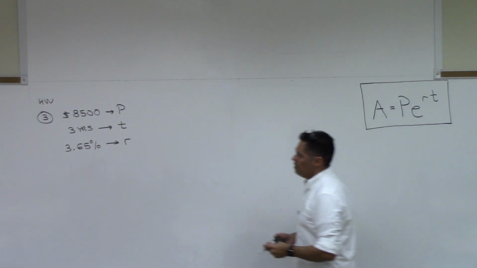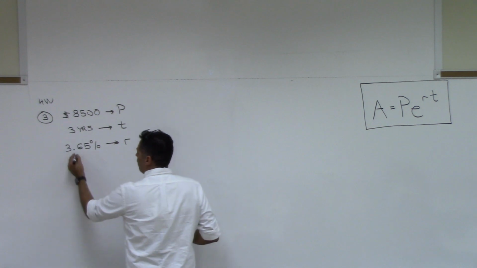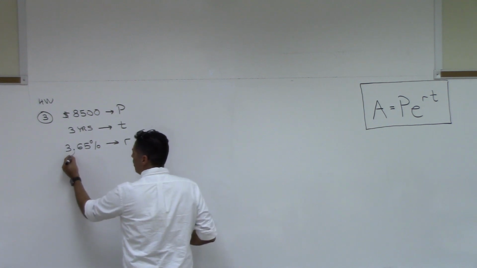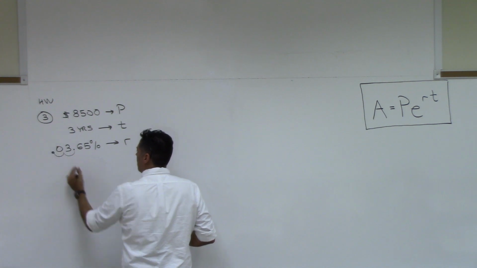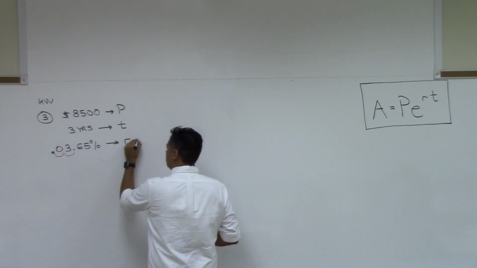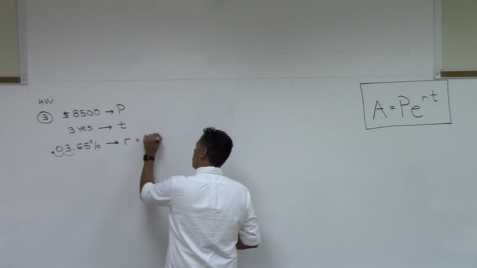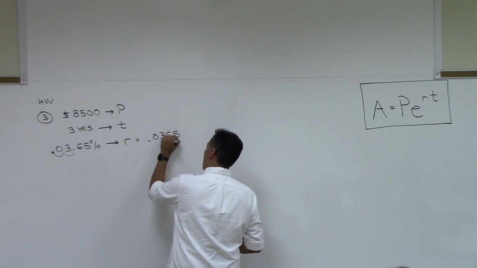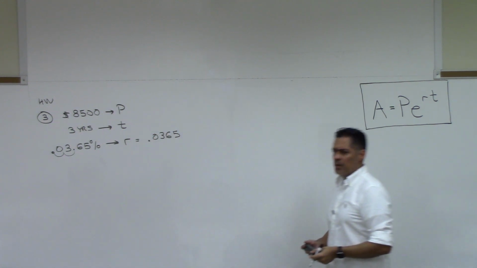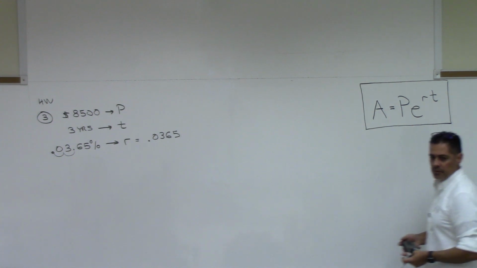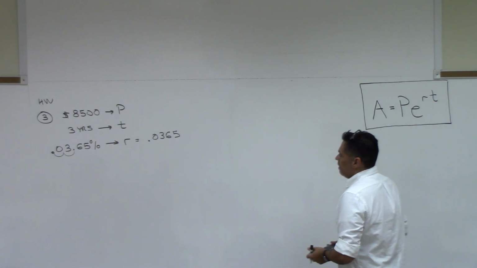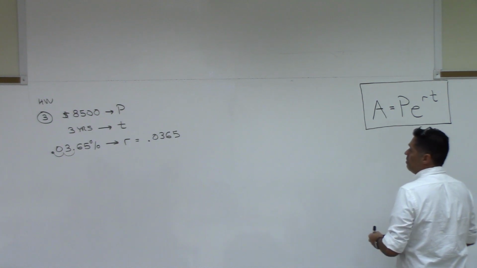Turn to a decimal. So if we convert this, we have to move the decimal point 2 places to the left. And it becomes the decimal 0.0365 instead of 3.65%. Be careful, don't move that decimal the other way, to the right, because then it's going to be way off. All right? Okay, so let's plug into the formula.